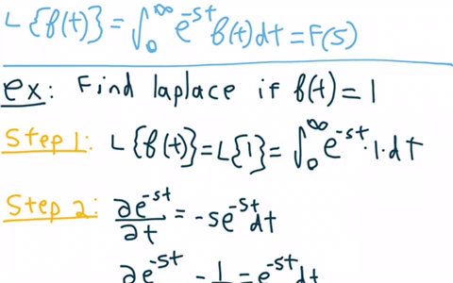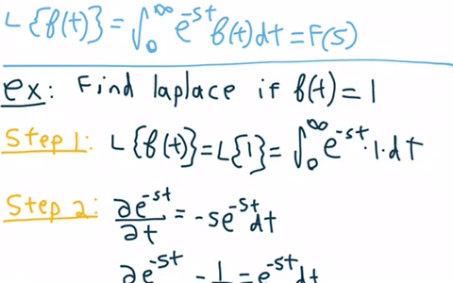So step 1 for finding the Laplace of f of t if it's equal to 1 is to plug f of t into our theory. So the Laplace of f of t is equal to the Laplace of 1, which is the integral from 0 to infinity of e to the minus st times our function 1 dt. So we just finished step 1. Now step 2 is going to be to find a way to solve the integral.